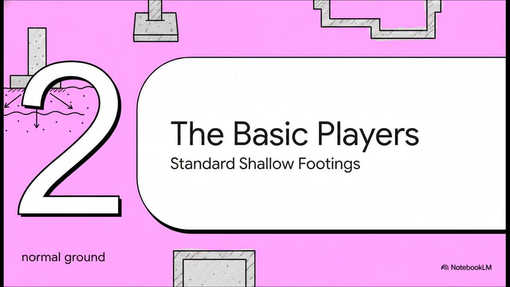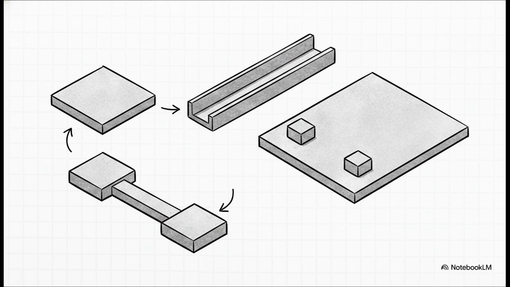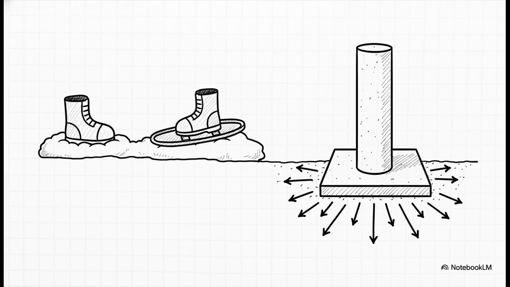Section 2. The basic players. Standard shallow footings. Let's do a quick roadmap of our shallow footing toolkit. We've got the isolated footing, the strip footing, the combined footing, the strap or cantilever footing, and the raft or mat foundation.